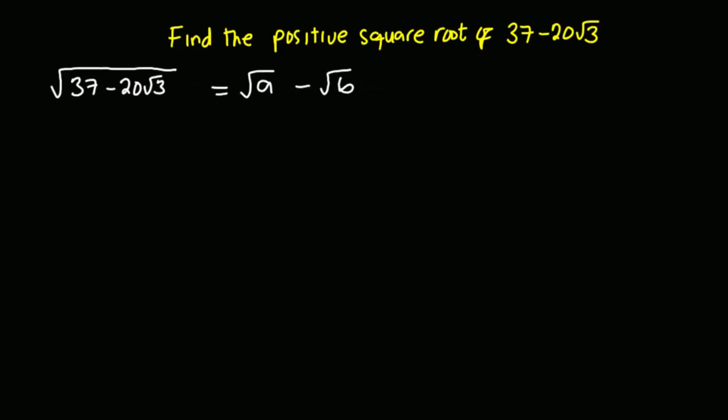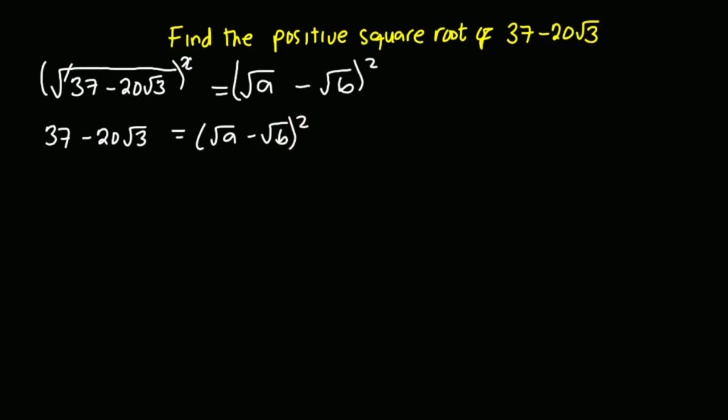Alright, so note this: always if you have something like this and we are finding the positive square root, it will always be of the form square root of a minus square root of b. And so the next thing to do is to remove this overall square root. And how do we do that? We do that by squaring both sides. So as you square both sides, this will eliminate the square root and we'll be left with 37 minus 20 root 3, and this is equal to square root of a minus square root of b, all squared.